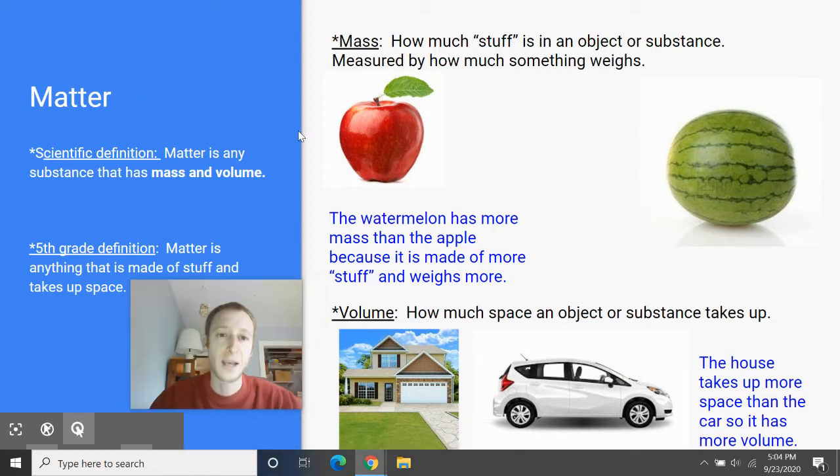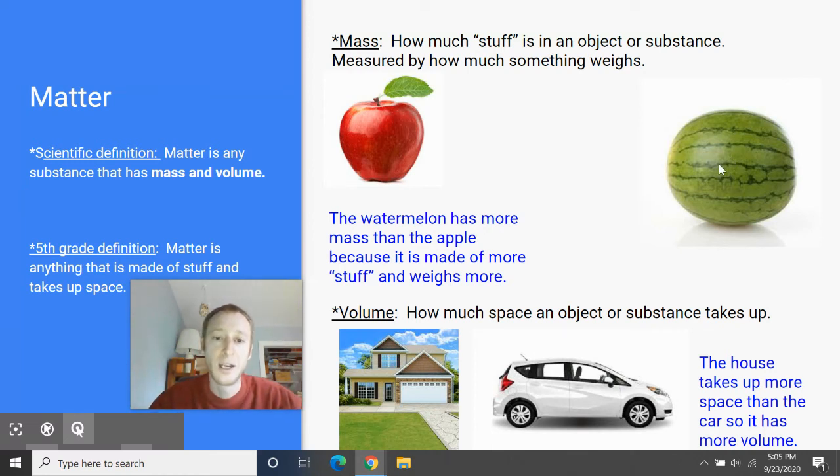Now you'll notice that mass and volume have stars next to them. That means they're probably pretty important and you should put them in your notebook. So mass is that first part of what makes matter matter, right? Mass means how much stuff is in an object or a substance, right? We measure that by how much something weighs. This watermelon, for example, has more mass than the apple, right? It's made of more stuff. It's bigger, it weighs more, there's just more stuff to it. It's made of more particles, right? So it has more mass.